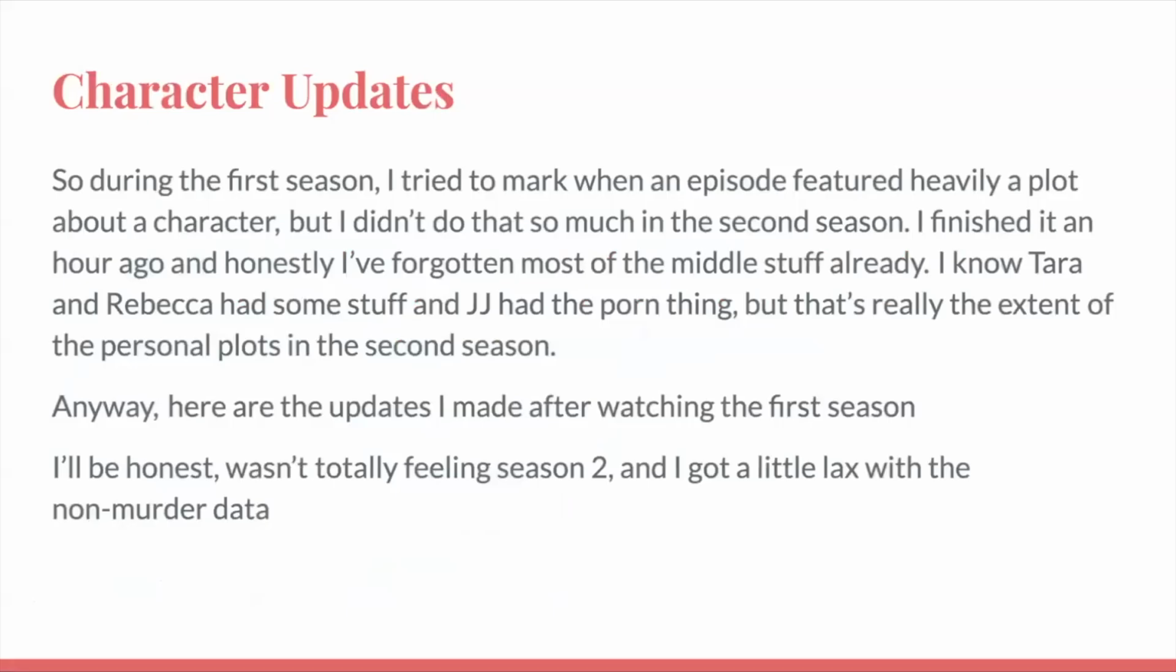During the first season of Evolution, I tried to mark when an episode featured heavily a plot about a character, but I did not do that so much in the second season, because even though I had just finished doing that for season one like 2 weeks earlier, I kind of forgot about it. I know Tara and Rebecca had some stuff, and JJ had the porn thing going on, but that's really the extent of the personal plots in the second season.